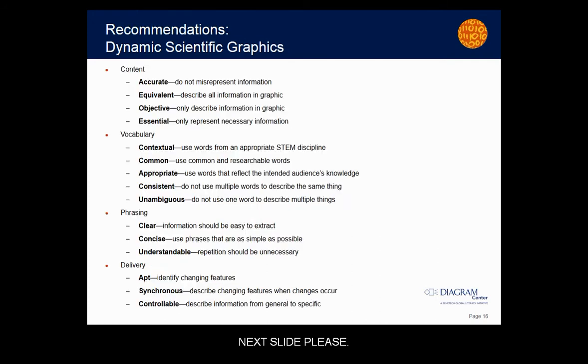And I won't go through each of these, but here are the recommended practices. You need to make sure that your content is accurate, equivalent, objective, and essential. You need to make sure that your vocabulary is contextual to the information being presented, common so that people understand what it is, and appropriate. You need to make sure that your phrasing is clear, concise, and understandable. You need to make sure that your delivery is apt, synchronous, meaning in real time, and controllable by the user.